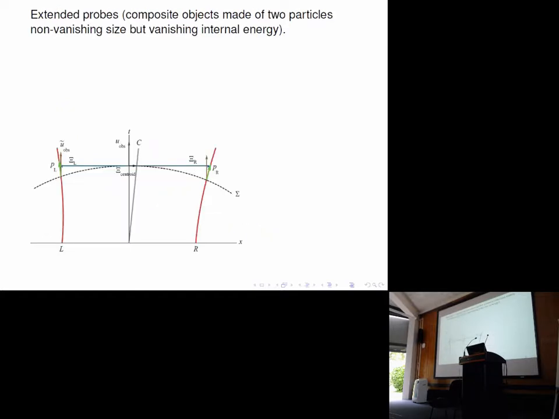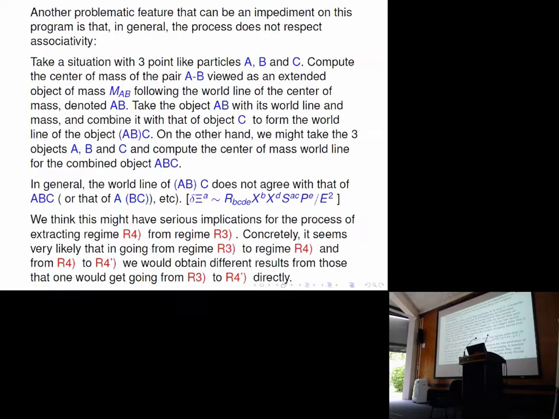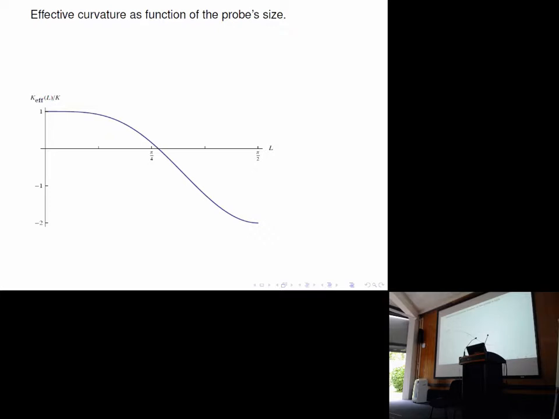Something similar happens when the object you use to probe the space-time is extended. Here the extended object is represented by simply 2 point-like particles that define an effective object that is moving along this center of mass world line. With those kinds of objects, we again do a similar analysis, and we find that, again, the curvature of the underlying spacetime that you obtain changes with the size of the object. Of course, in the limit in which you go to zero, you recover the actual curvature.